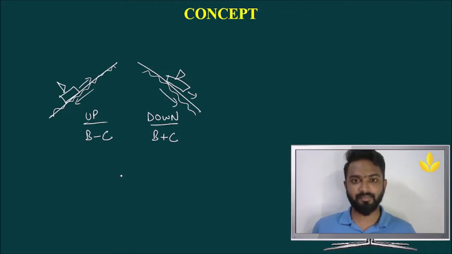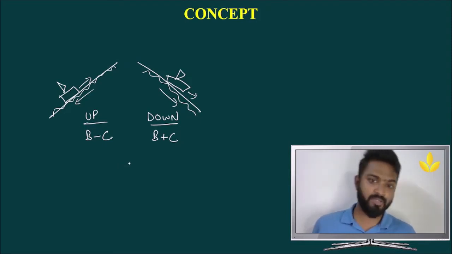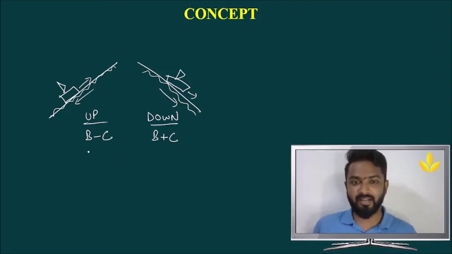Alright, everything else stays the same. Speed equals distance by time, distance equals speed into time, time equals distance by speed. It's just that now there are two different types of speeds. Let's get started with the questions and we'll see how we apply this to the problem solving.